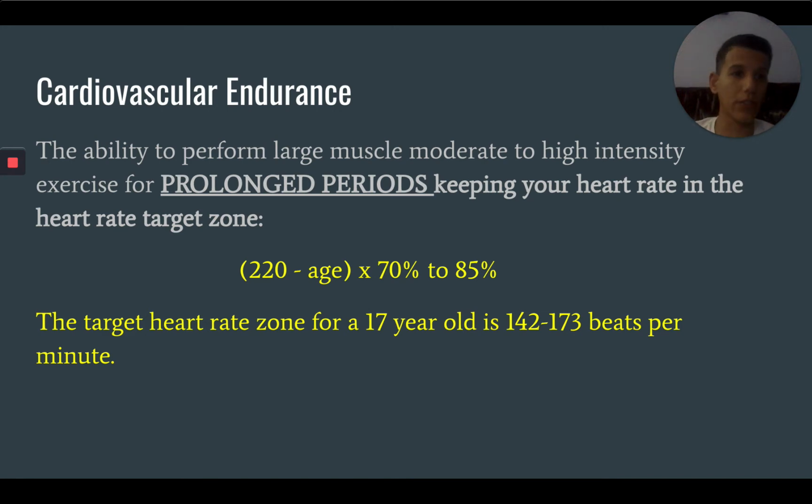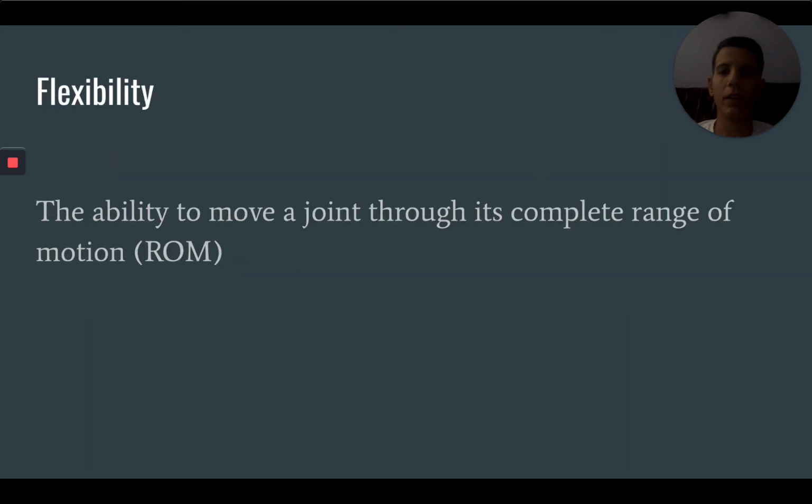So what I want you guys to try and do is pause this video, take your age. If you're 17, you're lucky. I did that for you. But take your age and do this calculation and see what your target heart rate zone would be. Flexibility is the ability to move a joint through its complete range of motion.